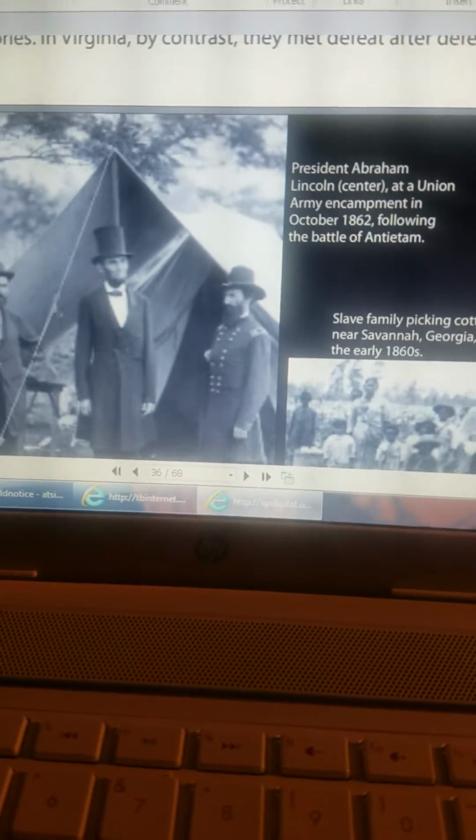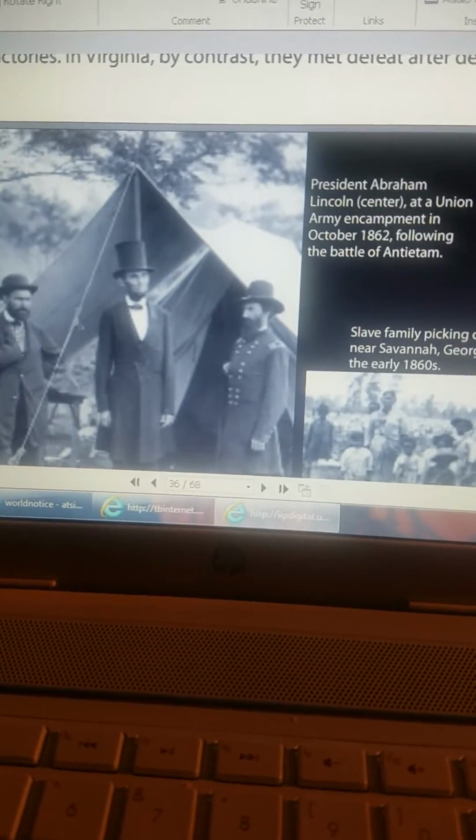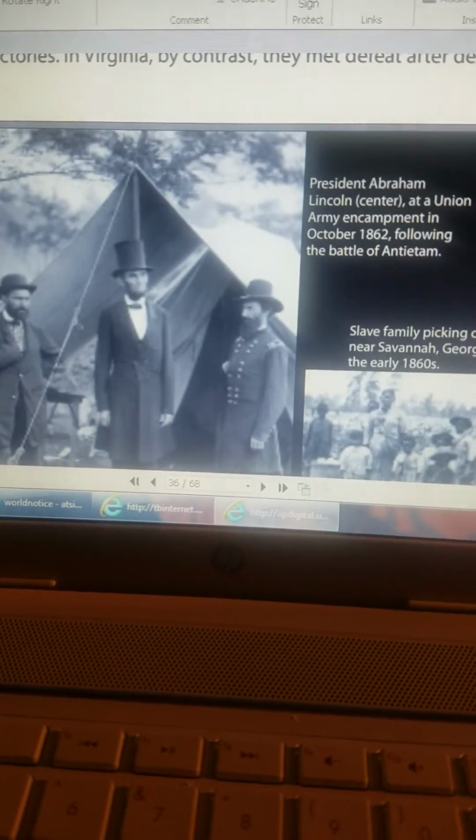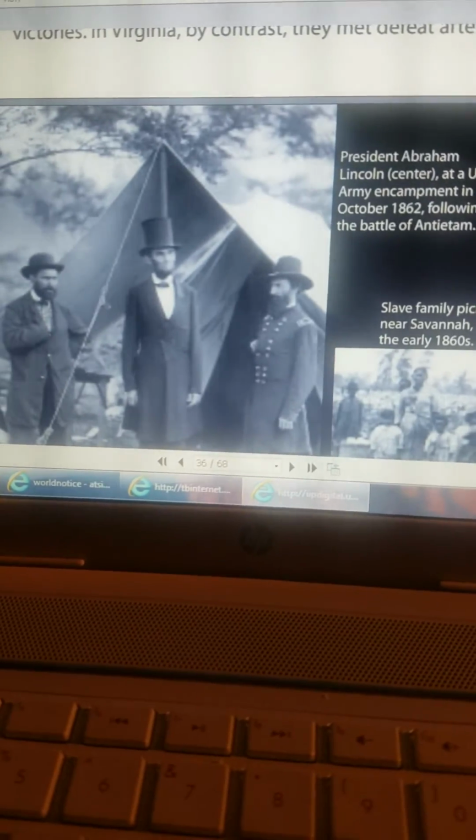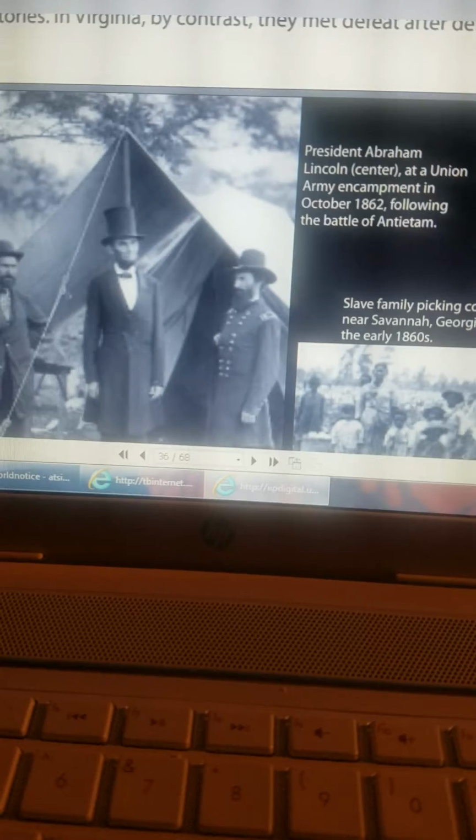Now, we're going to go back up so you can see the pictures. This is President Abraham Lincoln at center at a Union Army encampment in October 1862 following the Battle of Antietam.